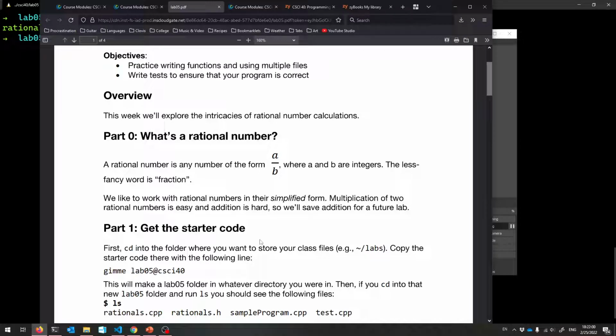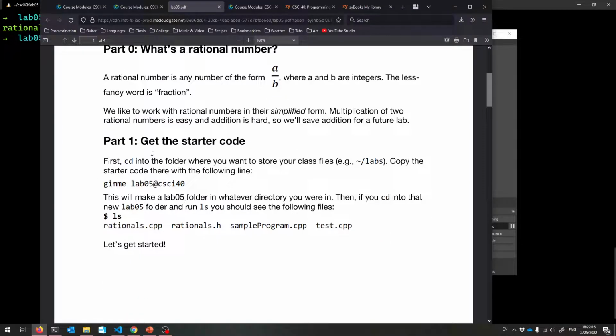And we're going to work with these. We're going to do math with rational numbers, okay? And that's going to involve simplifying them, because remember that you can always simplify some fractions. And then also, I think we'll have a multiplication function as well. So let's talk about all of that and get into it.